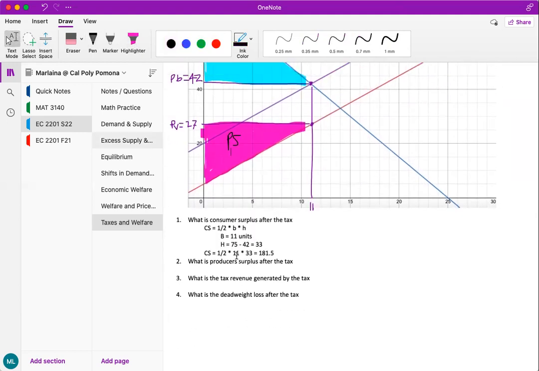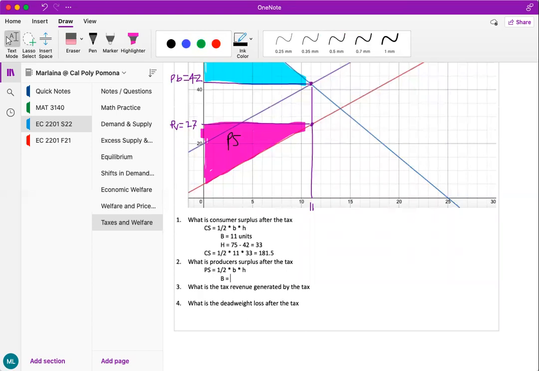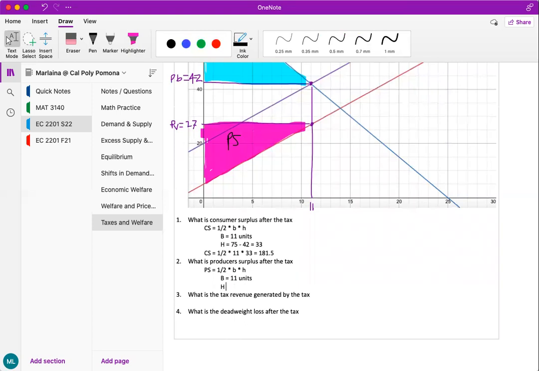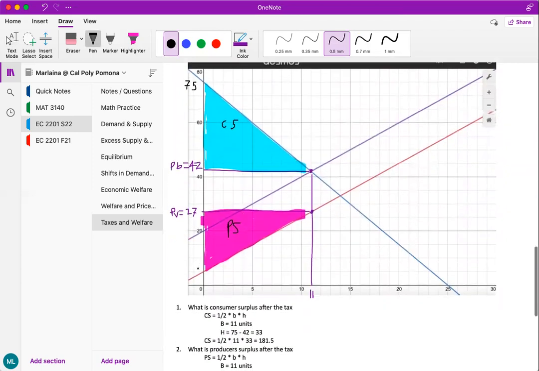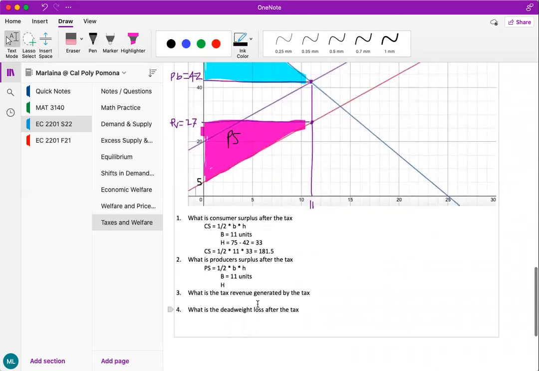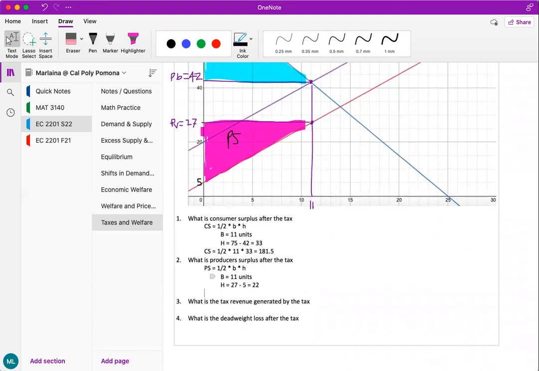And so our producer surplus again is a triangle. Pretty straightforward calculation. 1/2 base times height again. Base is going to be the units traded in the market, our 11 units. Our height is going to be the price paid minus the intercept. And again, our intercept is just going to be given by that one coefficient in the equation. So it's going to be 27 minus 5. That's going to be our 22. Plug this back into our original equation. We're going to see 1/2 times 11 times 22 gives us 121 for our producer surplus.